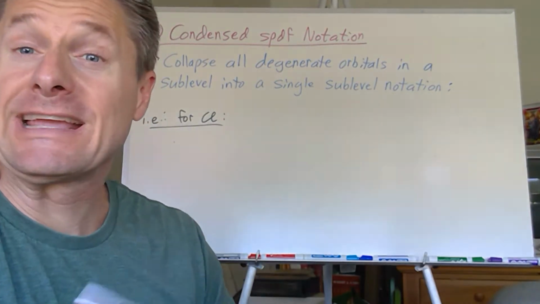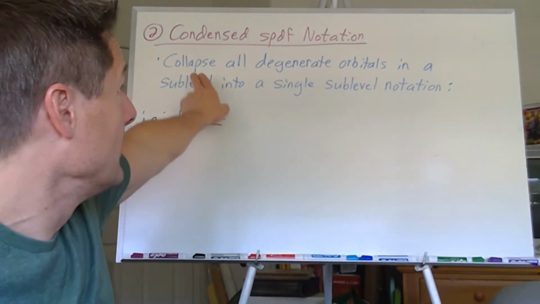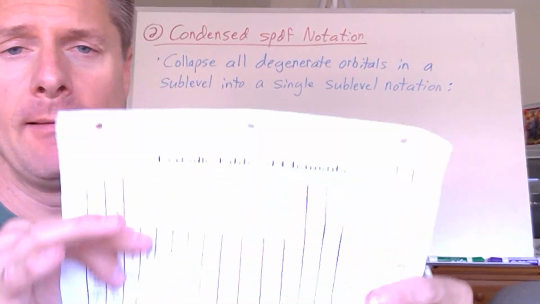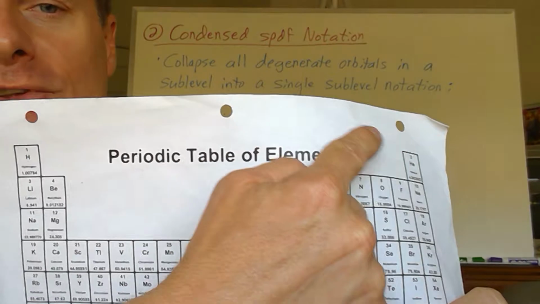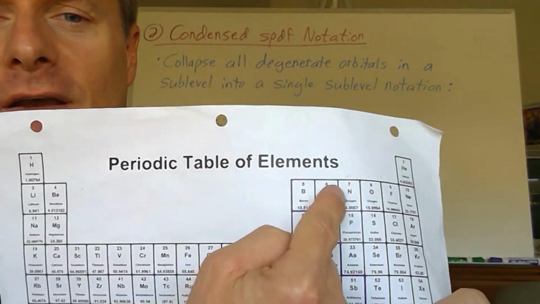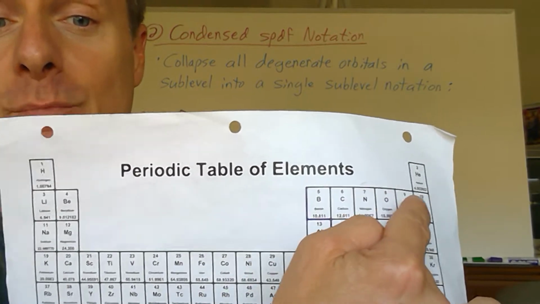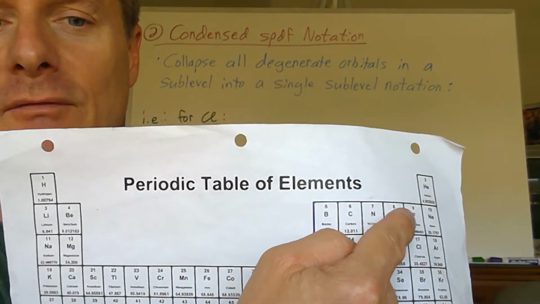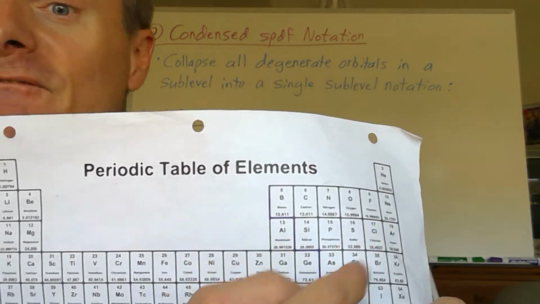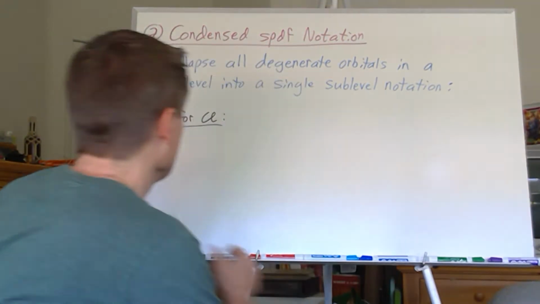All right, let's do the condensed SPDF for chlorine. So collapse all degenerate orbitals in a given sublevel into one notation. So for chlorine, we would just go 1s, put 2 electrons in there. The 2s, put 2 electrons in there. The 2p, put 6 electrons in there. 1, 2, 3, 4, 5, 6. The 3s with 2 electrons, and the 3p with 1, 2, 3, 4, 5 electrons. So this will look something like this.